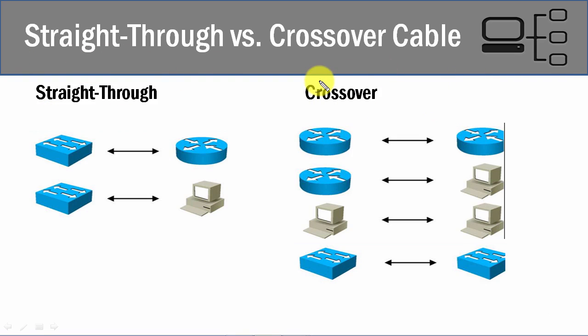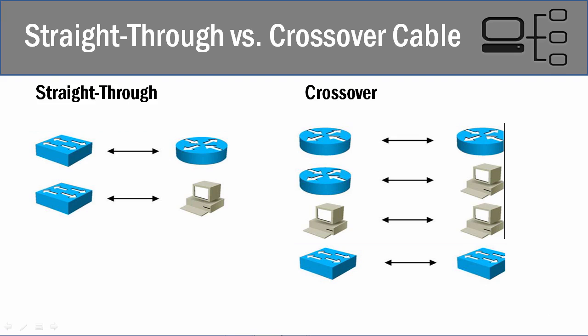Over here we have a crossover, and remember we use a crossover for a similar type of device. So we have a router to a router, we have a router to a computer, again because a router is a smart device and it has its own operating system, so we really consider it like a computer. And then we have a computer to a computer and a switch to a switch. Make sense? If not, just pause the video and go back to the first slide and start the video from the beginning and watch through again, and it'll help make sense.